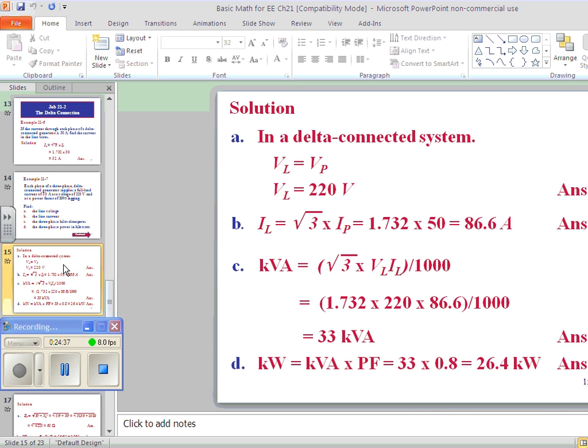We wind up with 26,399. We're going to round it to 26,000. So I got the 32,000, 26,399, and they're going to round to 26.